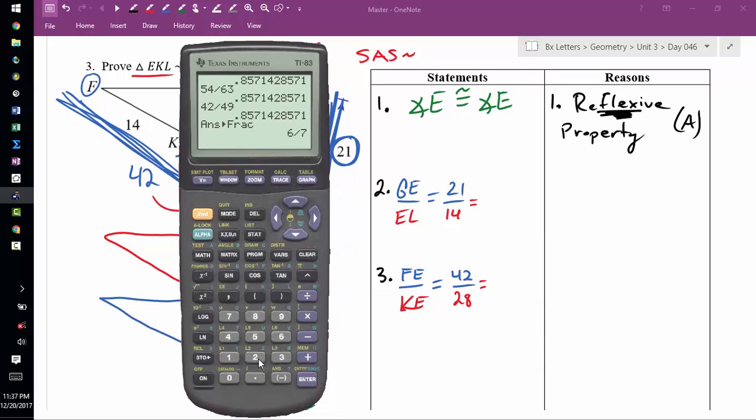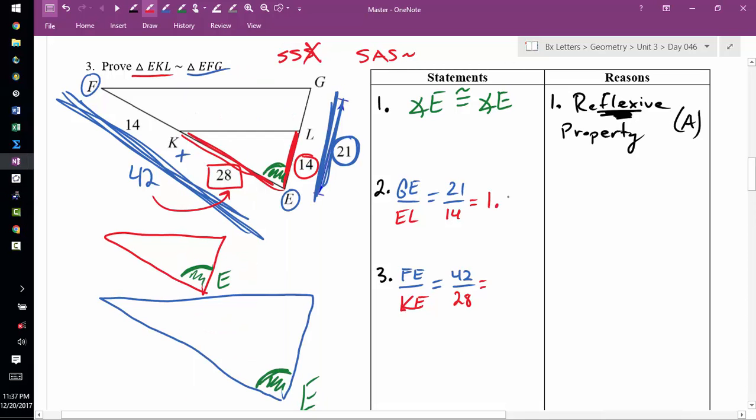So let's do 21 over 14, 1.5. And I bet you when I do 42 over 28, 1.5. If I didn't, I must have added wrong earlier. Well, I must have done something wrong. So we're going to get 1.5 and 1.5. And that's kind of establishing our two other side facts. But we're going to write in what our reason for doing those steps were. Well, we were just evaluating the ratio of corresponding sides.